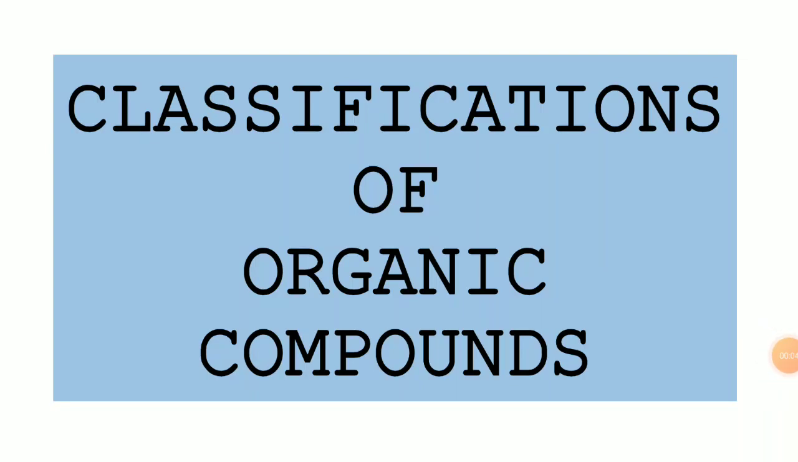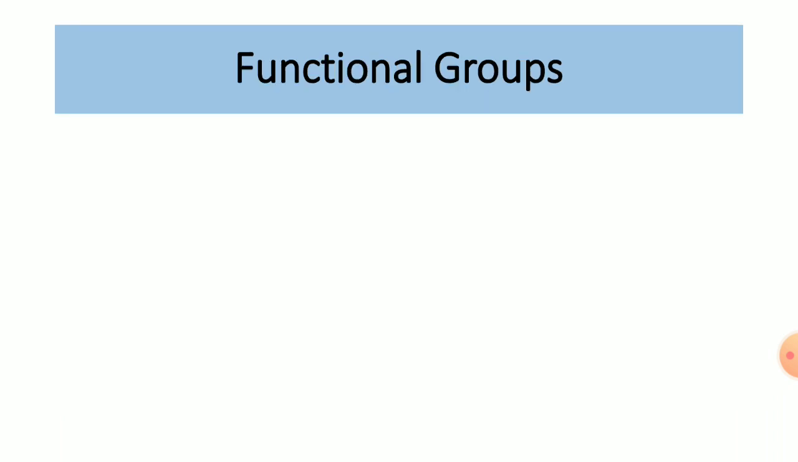In this video, I will discuss the classifications of organic compounds. There are over 20 million organic compounds currently known. Most organic compounds are classified based on their specific groups and the bonding of atoms that render their general properties. So these specific groups are known as functional groups.